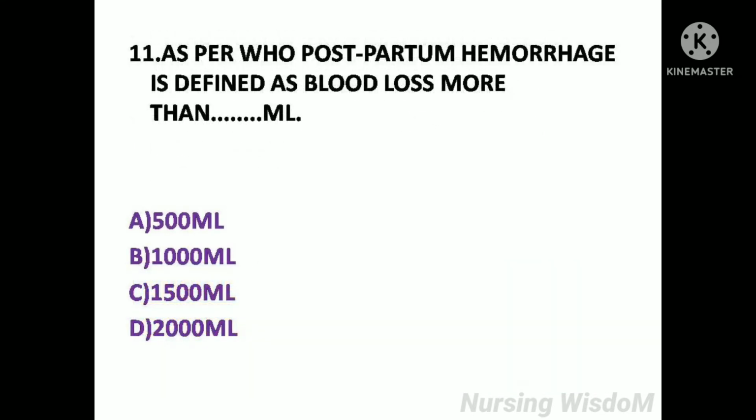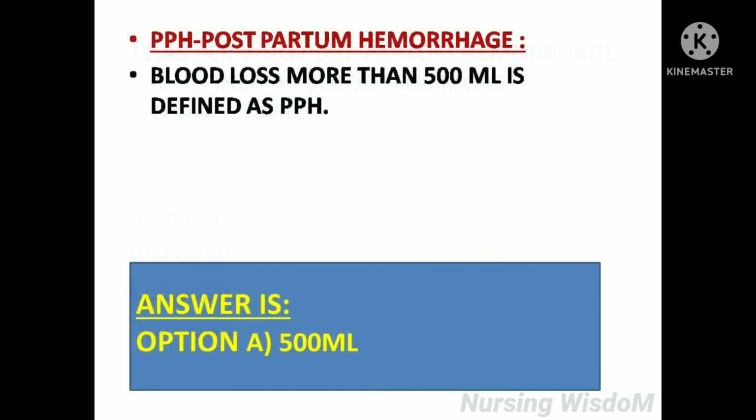Next question. As per WHO, postpartum hemorrhage is defined as blood loss more than dash ml. Option A, 500 ml. Option B, 1000 ml. Option C, 1500 ml. Option D, 2000 ml. PPH, postpartum hemorrhage, blood loss more than 500 ml is defined as PPH. So here the answer is option A, 500 ml.